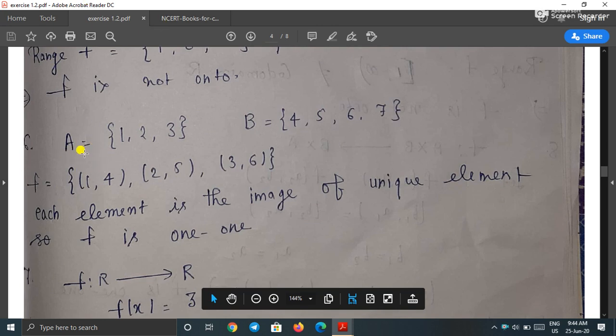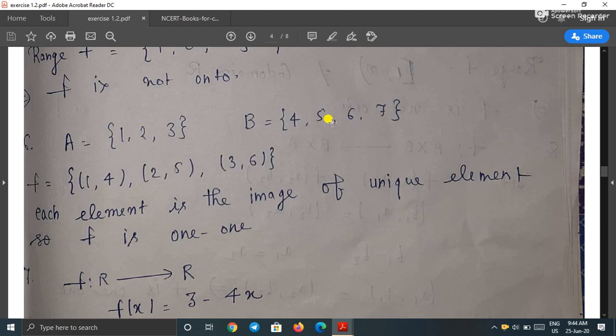Here we have two sets, A is 1, 2, 3 and another set B is 4, 5, 6, 7, and we define a mapping F: 1 to 4, 2 to 5, 3 to 6. Here different points have different images. Okay, so each element is the image of a unique element.